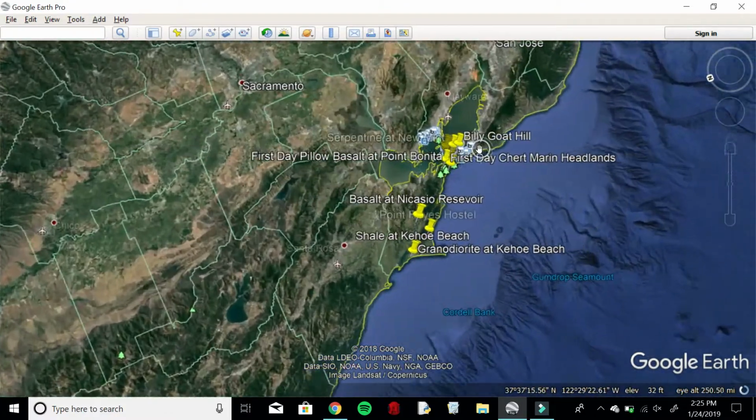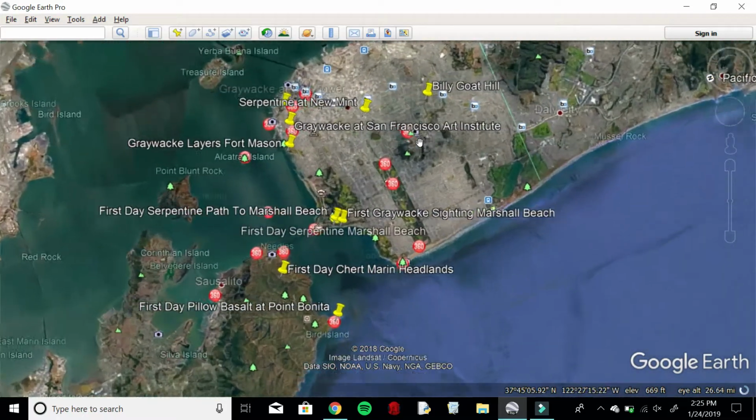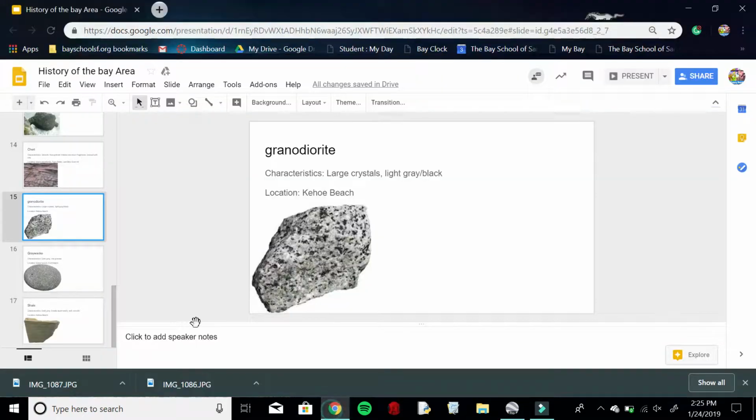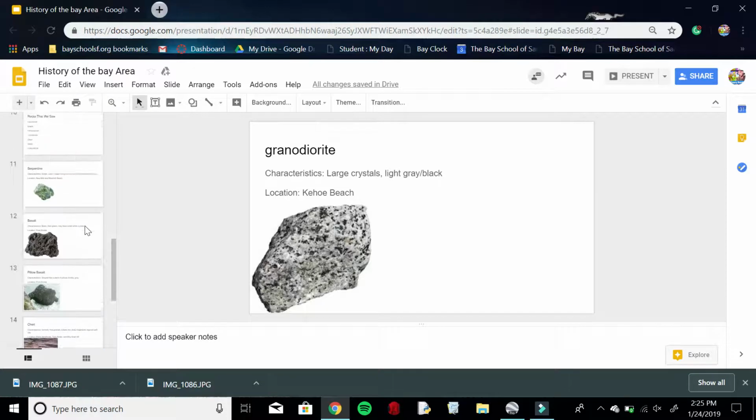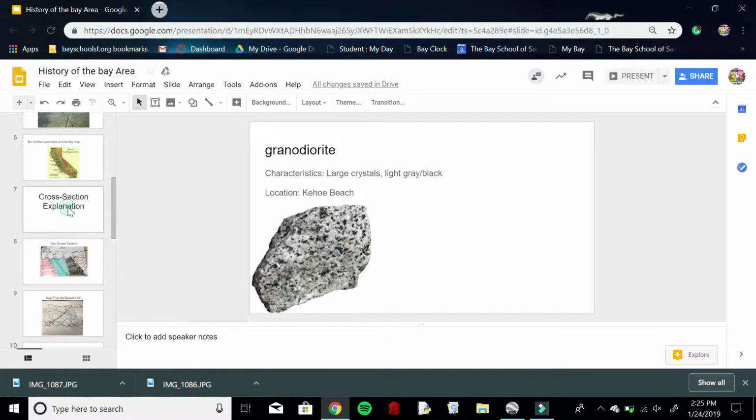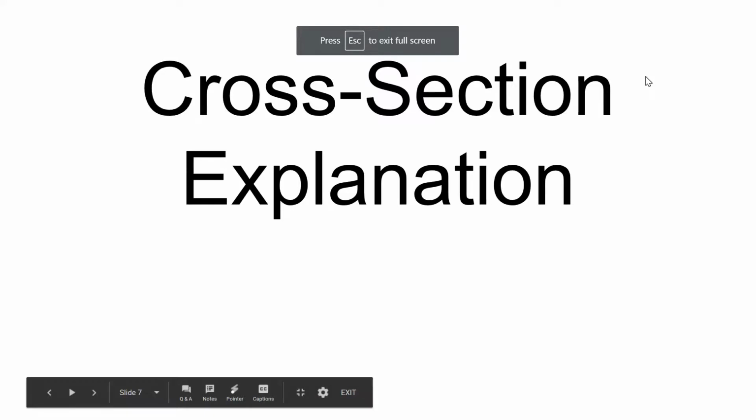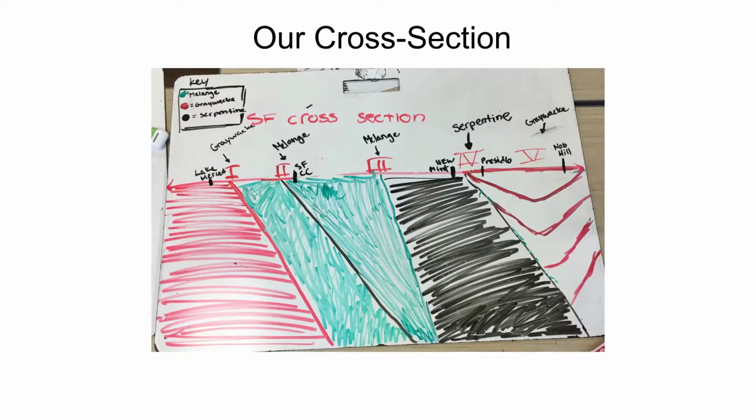Lastly, we are going to talk about the cross-section that we created of San Francisco. Basically, a cross-section is cutting a map in half or diagonally and looking at the layers of rock inside of it. This is the cross-section that we created.